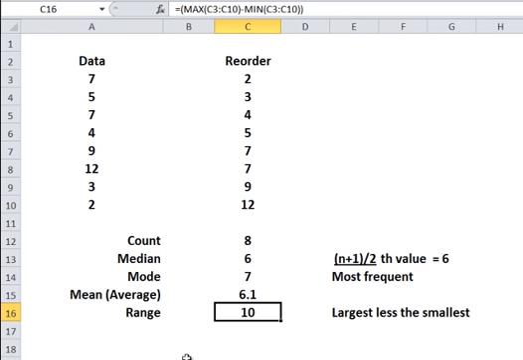There's probably a command for range, the range of the figures, but I couldn't find it. So what I did was I took the maximum value, so I told it to find the maximum in C3 to C10, and then take away the minimum value. So I was being inventive. And sure enough, the largest number is 12, the smallest is 2, take them away, the range is 10. So that's fine.